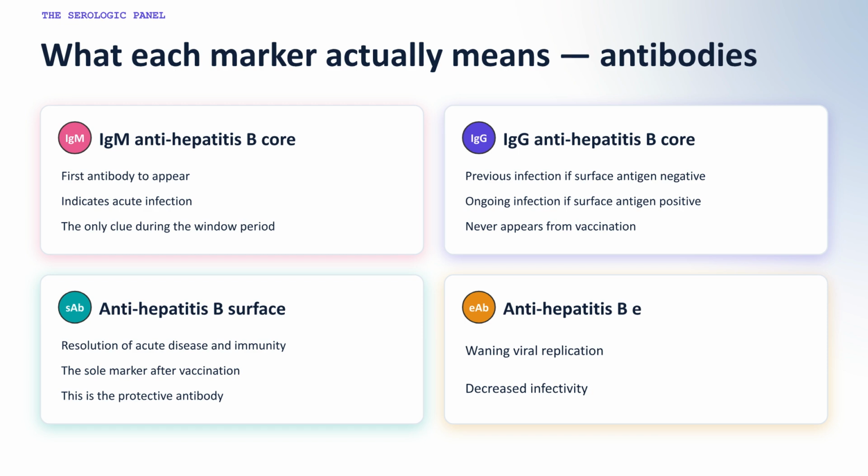Now the antibodies. Immunoglobulin M anticore is the first antibody to appear, and it indicates acute infection. Hold on to it, because it is the only clue during the window period. Immunoglobulin G anticore means previous infection if the surface antigen is negative, or ongoing infection if the surface antigen is positive. And crucially, it never appears from vaccination. Anti-surface antibody means resolution and immunity, and it is the sole marker after vaccination. Anti-E antibody means waning replication and decreased infectivity.